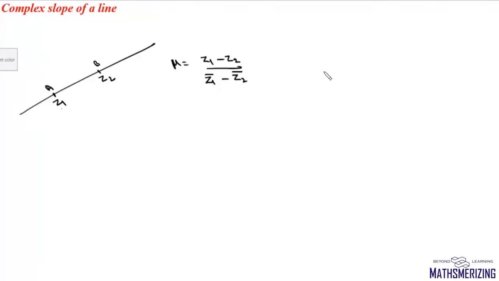And if we are given general equation of a straight line, which is A Z bar plus A bar Z plus B equals to 0, in that case, this complex slope is given by minus A upon A bar.